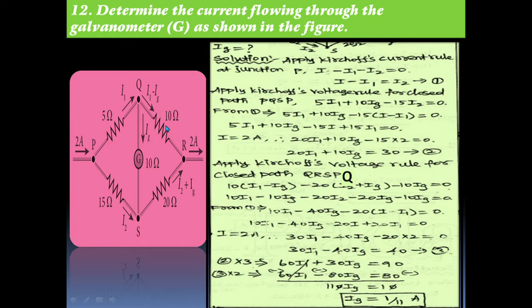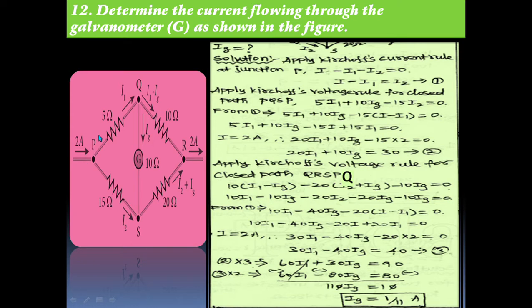Now, the solution is to apply Kirchhoff's current rule at junction P. Here, at junction P, the 2 ampere current I enters the junction, and I1 and I2 are leaving from the junction.